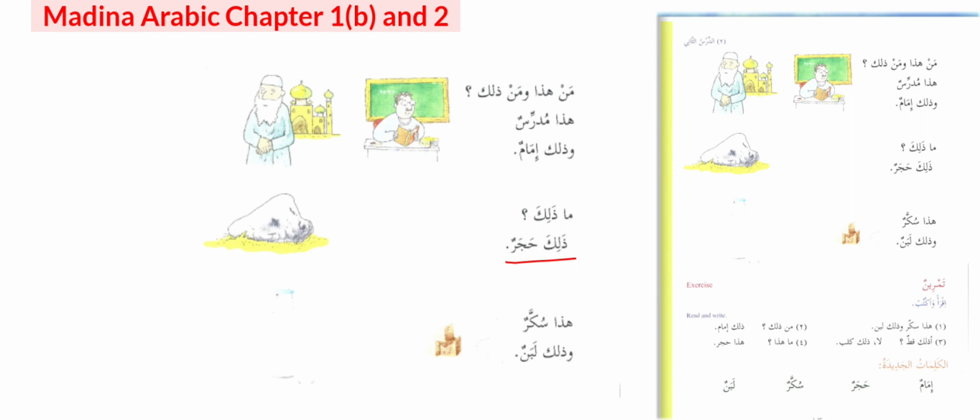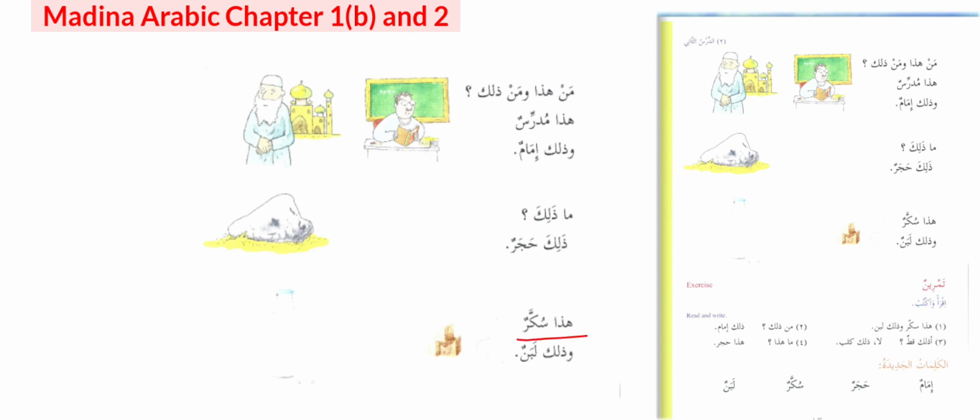Ma zalika. What is that? Zalika hajarun. That is a patthar. Stone. That is a stone. Sorry. So Hajar Aswad. Okay, you must have heard about Hajar al Aswad, the black stone. Hajar means stone. So here that is a white stone.